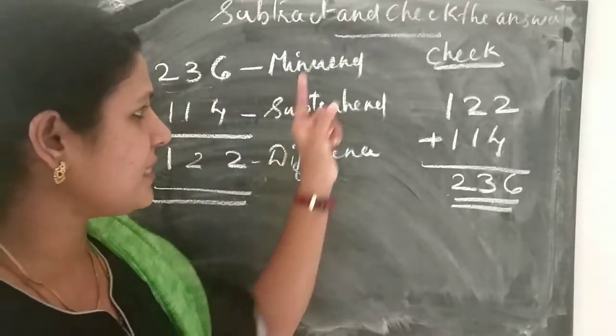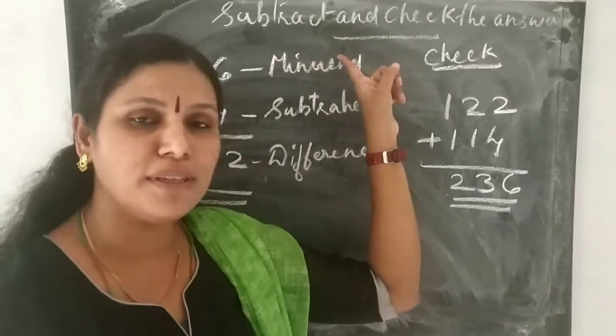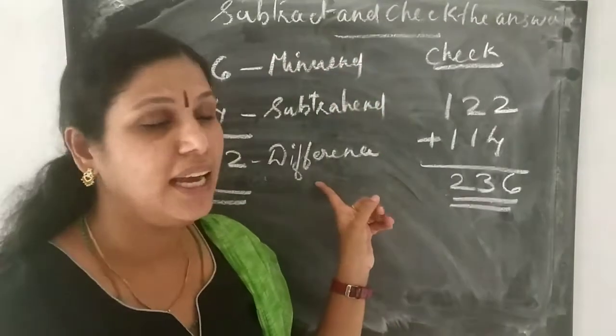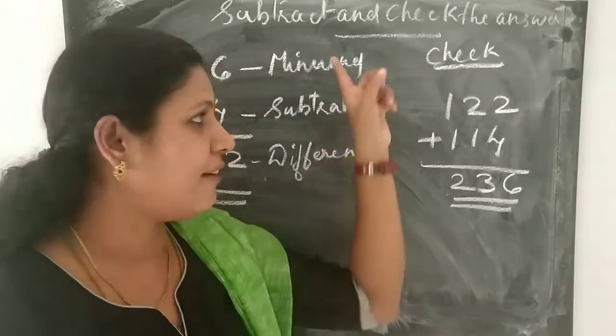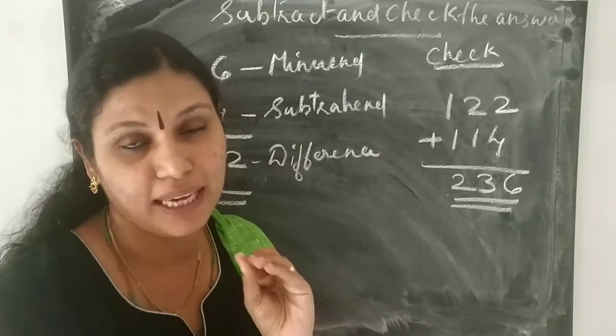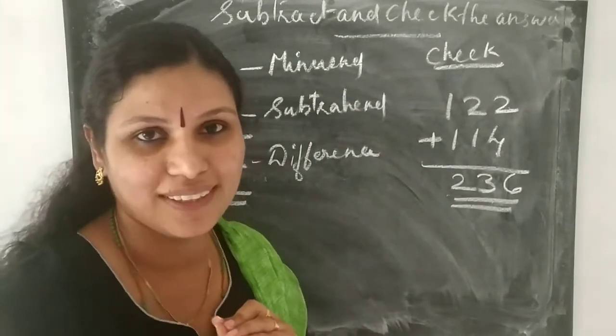In the problem you have no need to write these minuend, subtrahend, difference in each problem. This is just for understanding that I write here. Only in the first question you have to write this, and you just keep it in your mind. No need to write in every problem. Okay, understood?